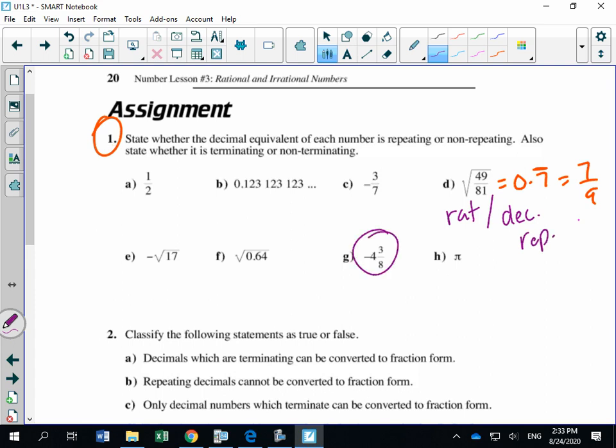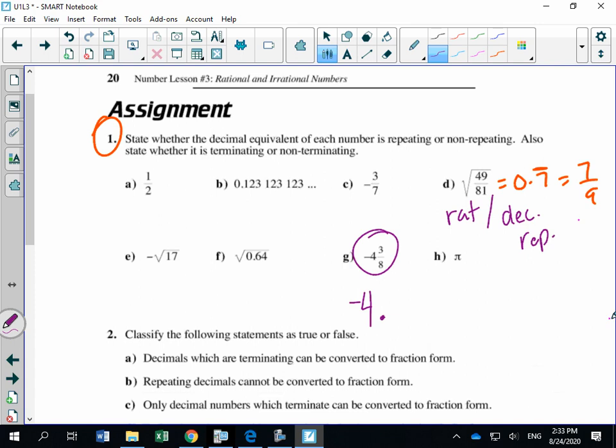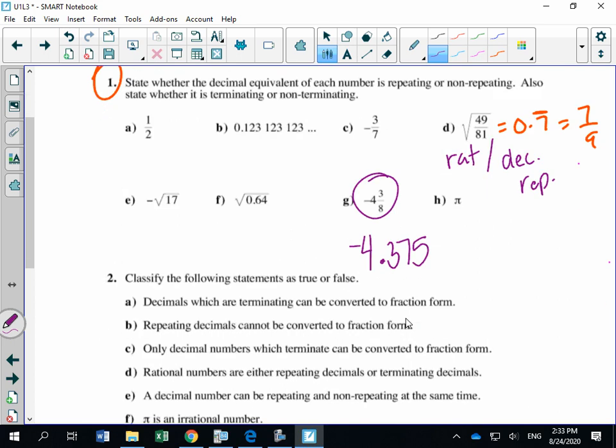I want to show you how to do this guy. If you see a number like -4 point, and we need to figure out what 3/8 is as a decimal. So 3 divided by 8. Oh, nice terminating decimal. 0.375. So -4.375. What kind of decimal is this? You should be able to look at that and say, oh, that's terminating. And all terminating decimals are nice, clean numbers. It's going to be rational.